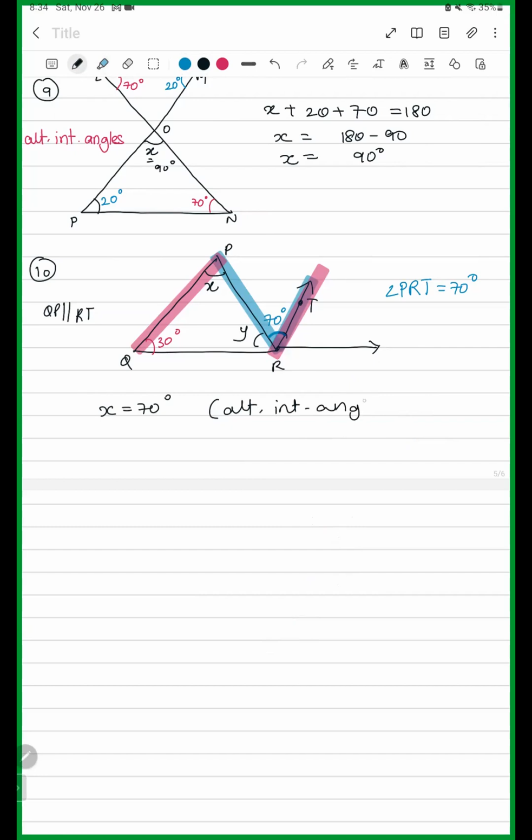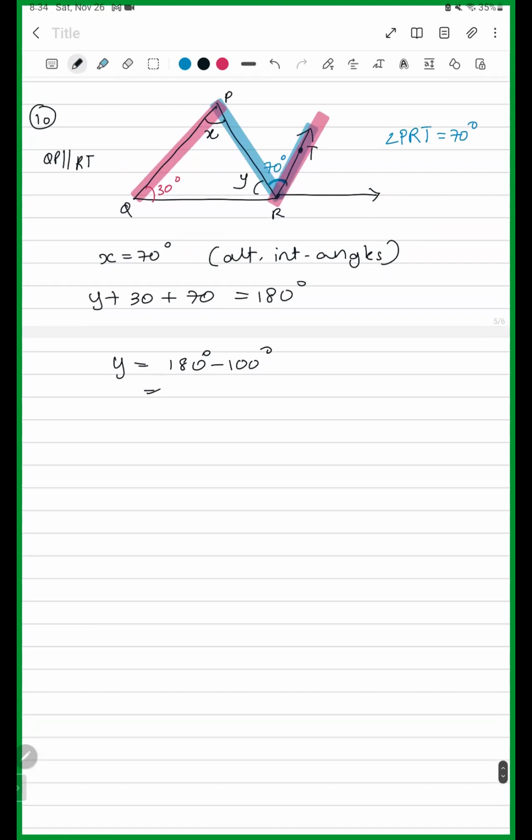So we will say Y plus 30 plus 70 gives 180. Very good. And Y plus 110... sorry, 100. Y equals how much? Y is equal to 80. Very good. Now we have less than half an hour left, so let's hurry up. 11th one.